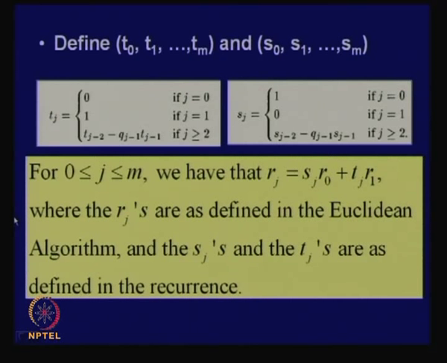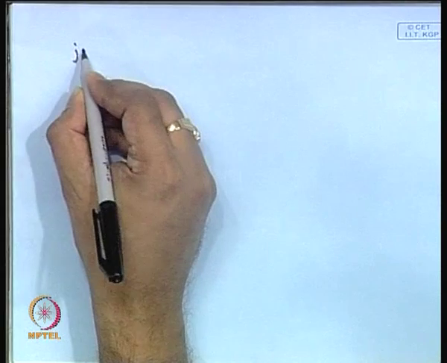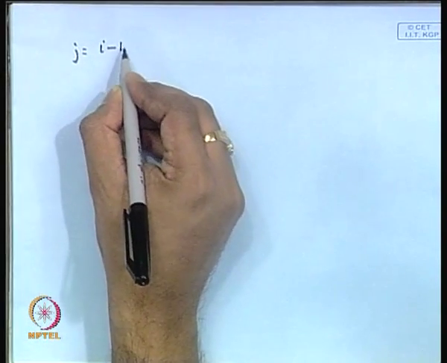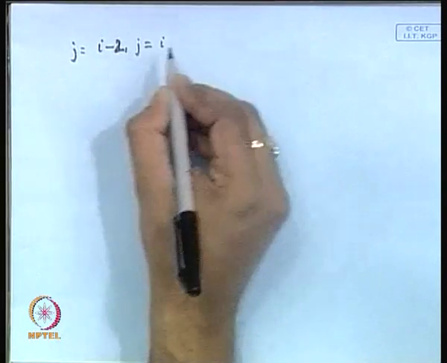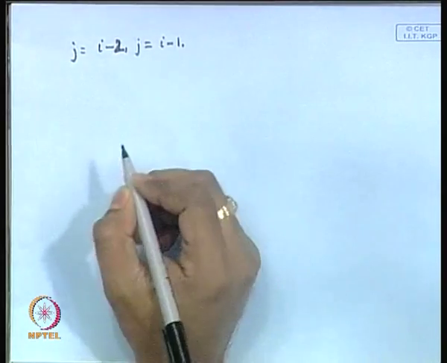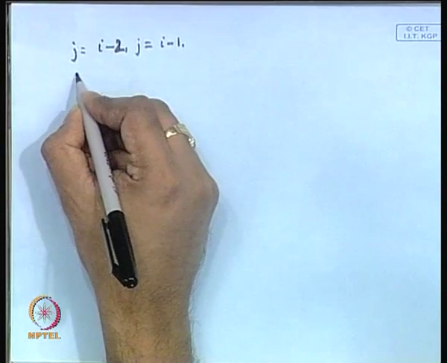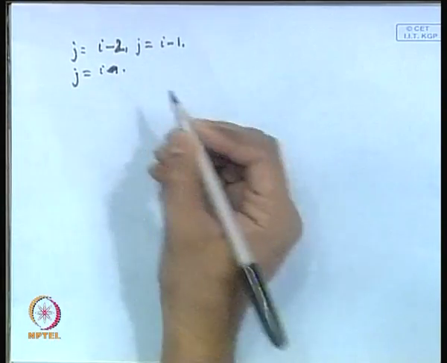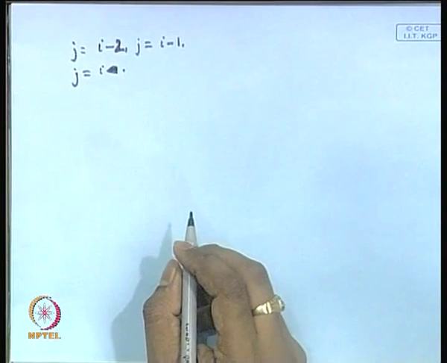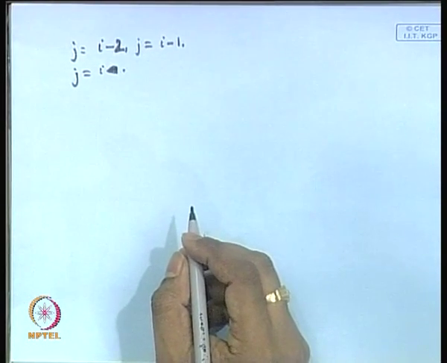So, why does it work? Let us see. For base cases, like j equal to 0 and j equal to 1, this is trivial. So let us assume that it is true for j equal to i minus 2 and j equal to i minus 1. What we will prove is that it is also true for j equal to i. So this is basically mathematical induction; we are applying mathematical induction to prove this result.